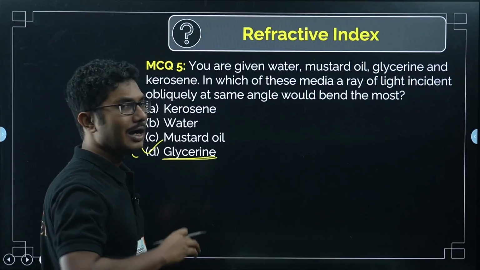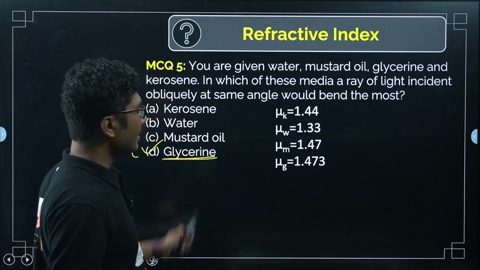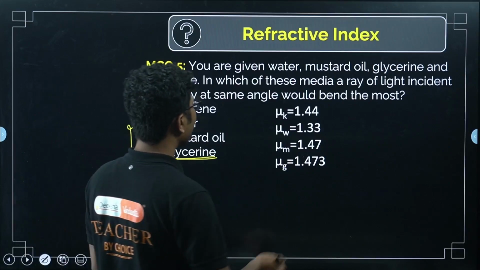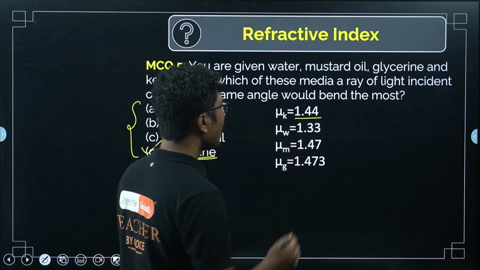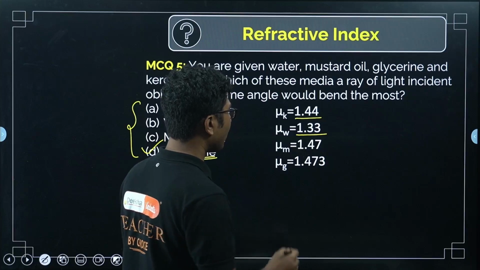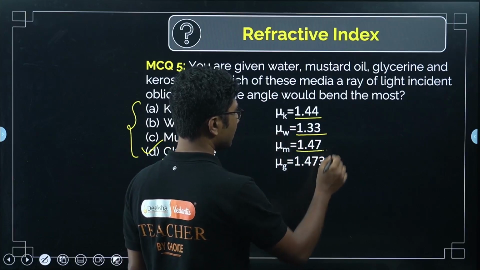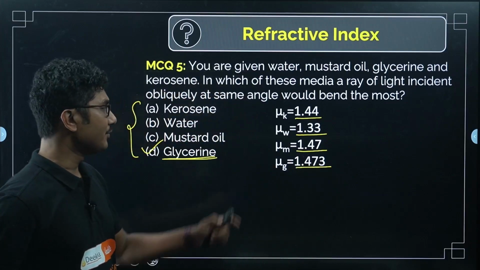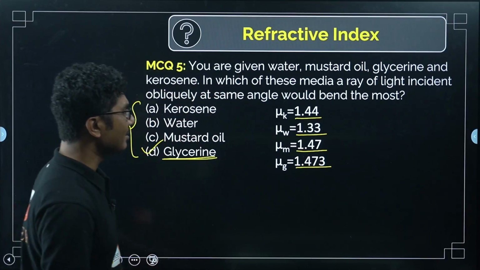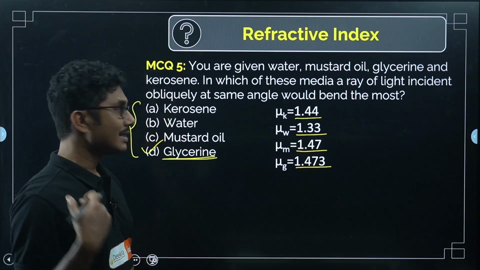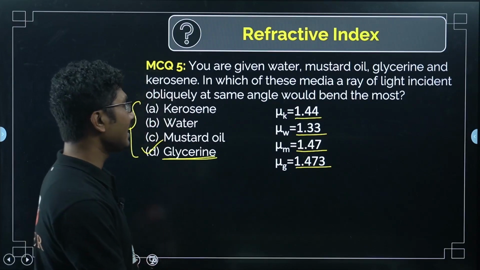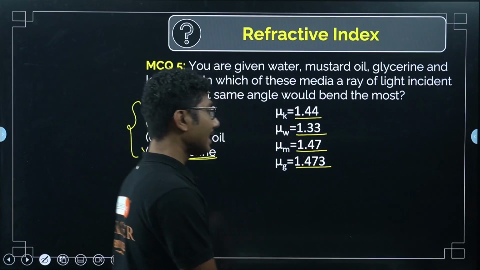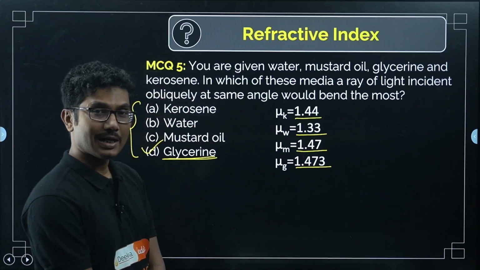Okay, glycerin is the answer, but you should be able to answer this only when you know the refractive index of the corresponding mediums. Okay, so refractive index of kerosene is 1.44, refractive index of water is 1.33, refractive index of mustard oil is 1.47, and glycerin is 1.473. They are very, very close. If you see, mustard and glycerin are very, very close, but glycerin is slightly denser, optically denser. Now you should remember that optically denser means whoever has higher refractive index.